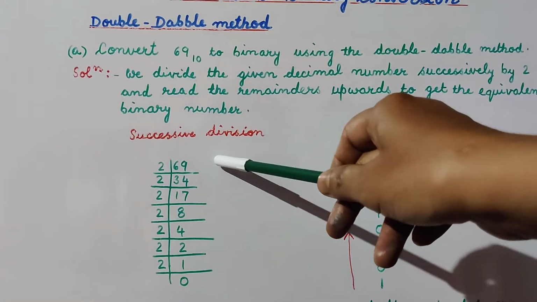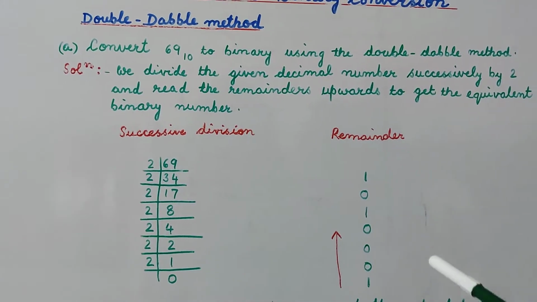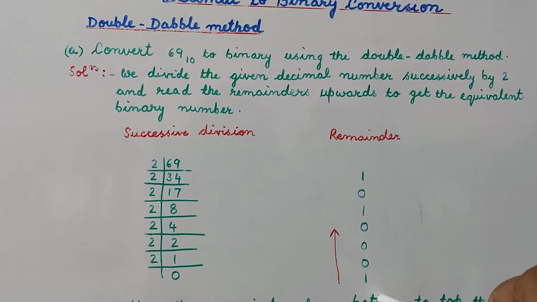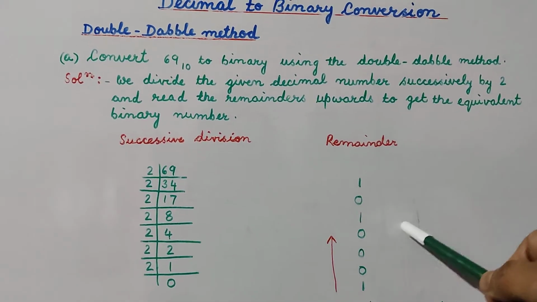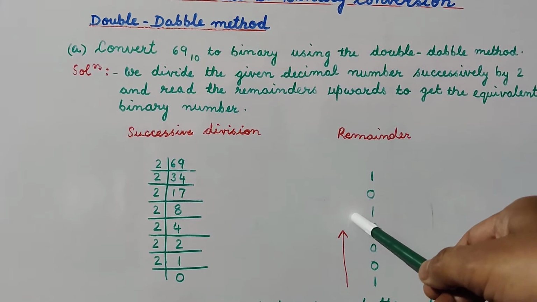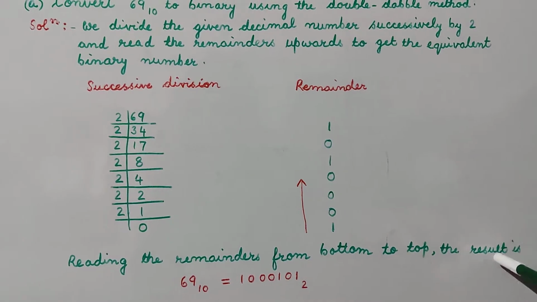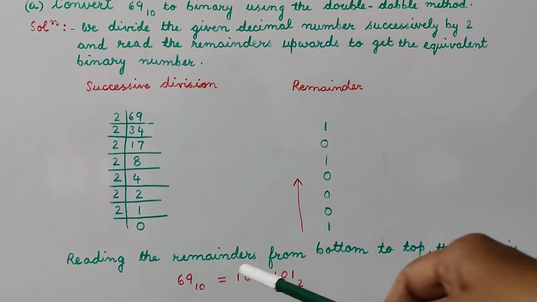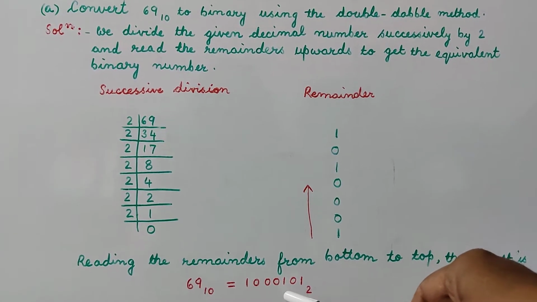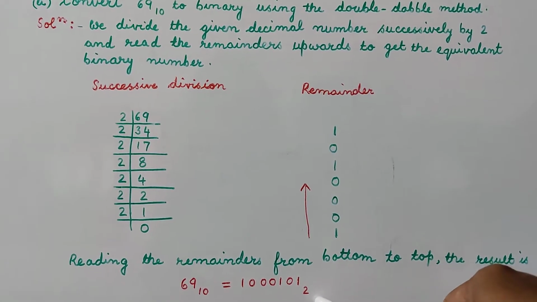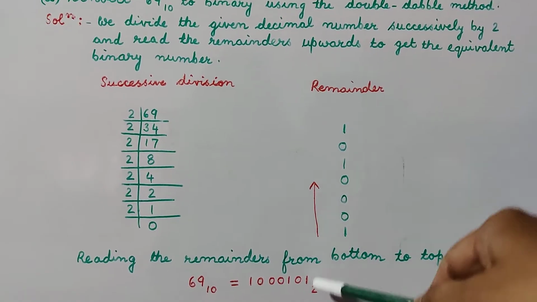So we will go on dividing the given decimal number until we get a 0 in the last term. And we will put the remainders side by side. Now, while reading the answers, we will read the remainders from bottom to top. So, reading the remainders from bottom to top, we get the result as 69 in decimal will be equal to 1000101 in binary.